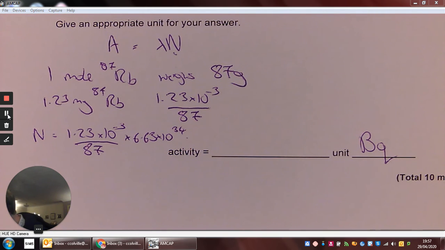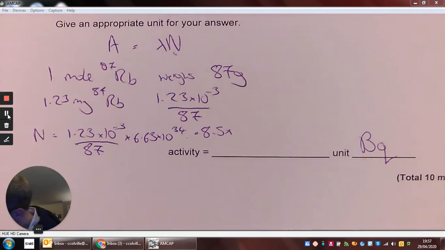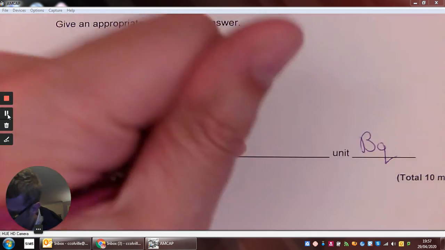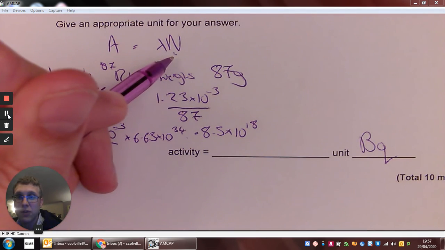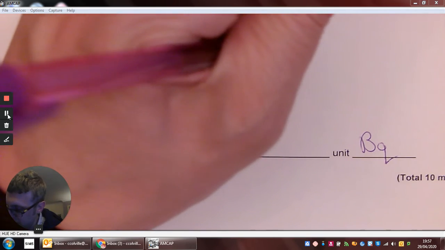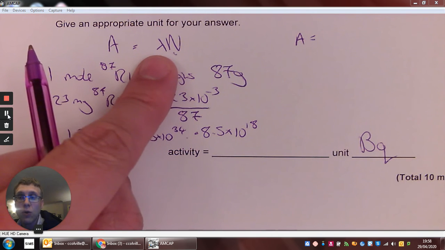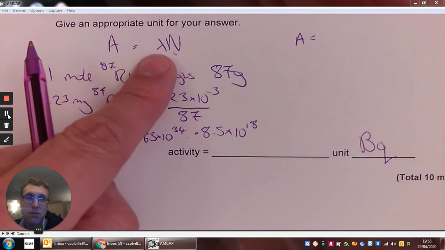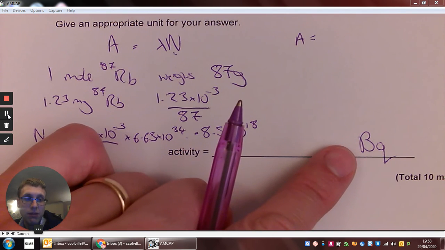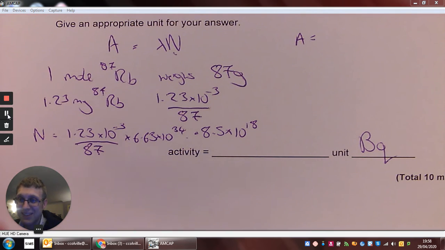So now what I've got, and I can actually get that, is 8.5 times 10 to the 18 nuclei. Well, now I've got my number of nuclei. So to work out my activity, I can use my number of nuclei and my decay constant. All the way through this question, we've been saying the decay constant is in per year, and that's fine, because everything else is in per year. Well, my unit, becquerels, is actually per second. So this is where I need to start putting my decay constant into seconds.